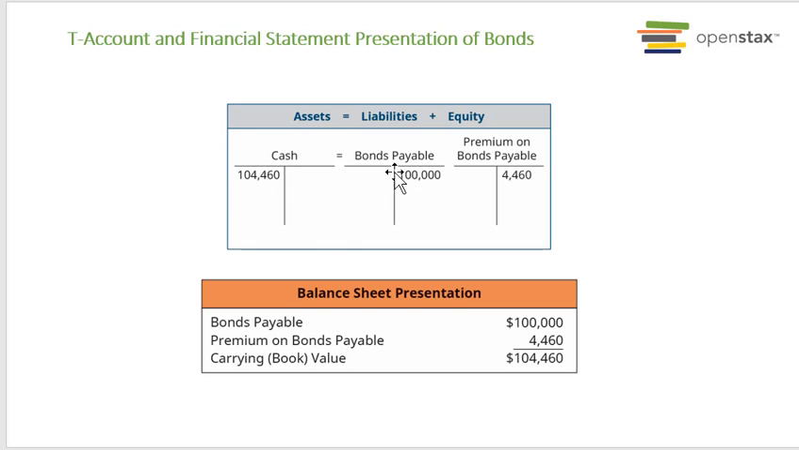If you looked at that on the T accounts, they would have cash of $104,460, the bonds payable still of $100,000, and then the premium on the bonds payable of $4,460, which we're going to stretch out over the life of the bond and work down to zero. So we have bonds payable, and premium on bonds payable gives us a higher carrying book value, and we're going to reduce this carrying value until it matches $100,000 by the end of the loan.